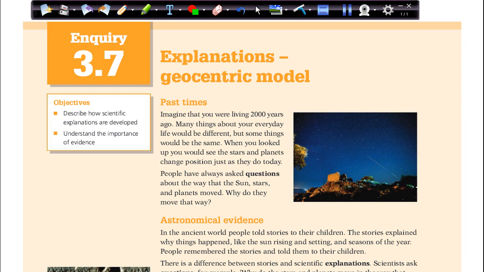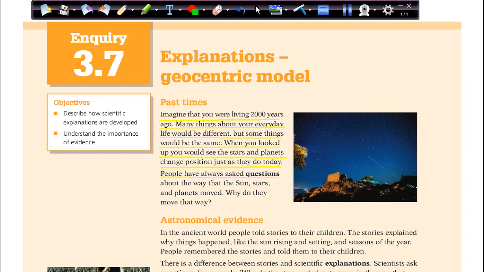Past times. Imagine that you were living 2,000 years ago. Many things about your everyday life would be different, but some things would be the same. When you looked up, you would see the stars and planets change position just as they do today. So if we look at the sky now, we can see the stars and planets change direction. They have been doing this for thousands of years.